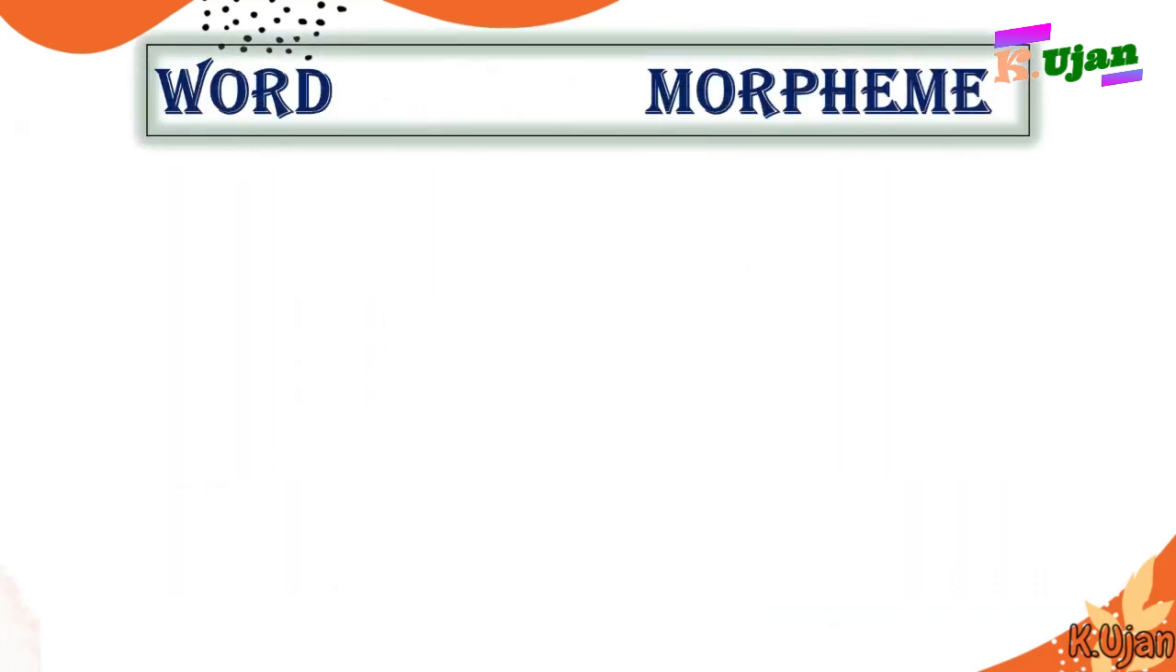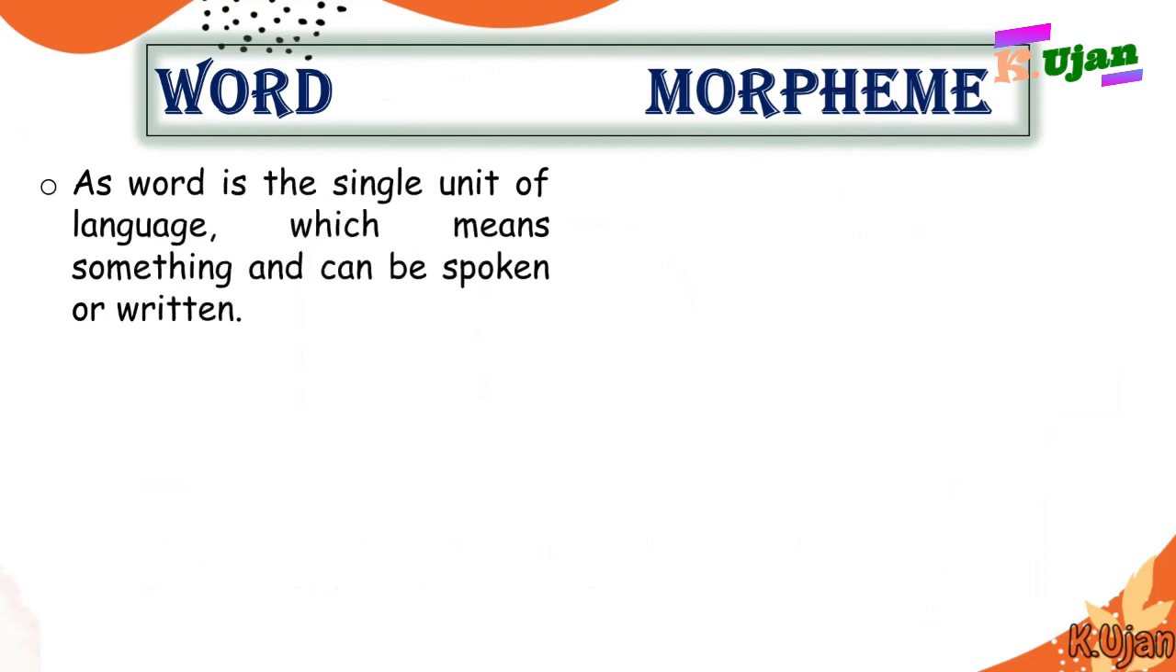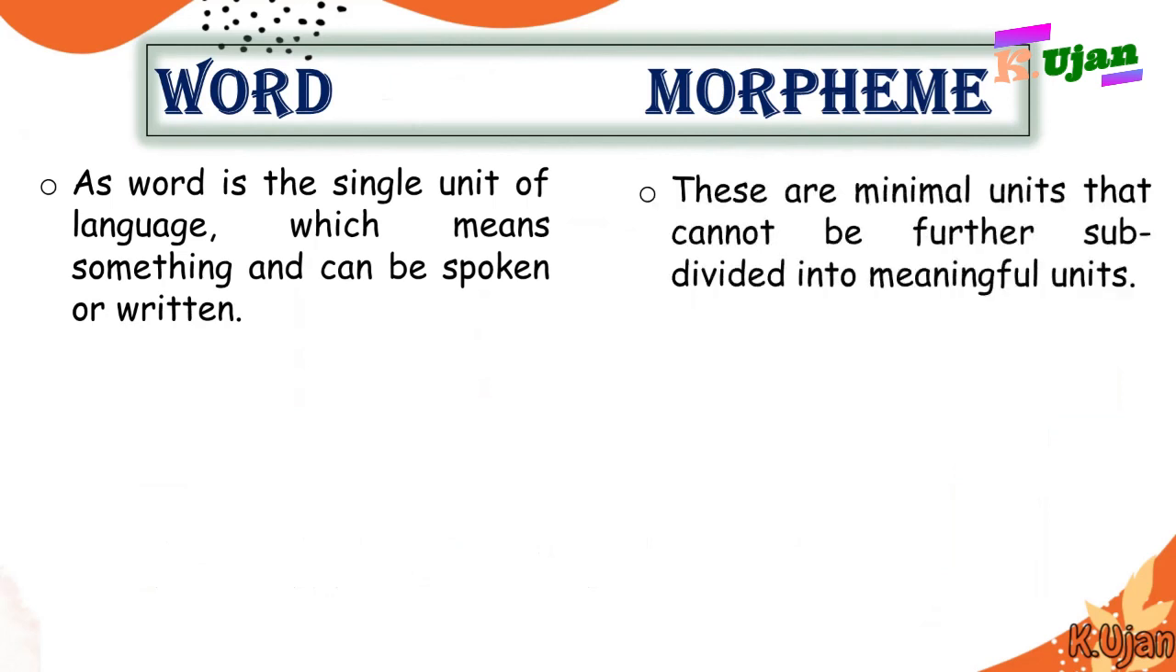Let's begin and talk about the differences between these terms, word and morpheme. A word is a single unit of language which means something and can be spoken or written. So any unit of language that can be spoken or written is a word. It means all the words in a dictionary are words. Morphemes are minimal units that cannot be further subdivided into meaningful units. So the most minimal units in a language that cannot be further subdivided in meaning or grammatical function are known as morphemes.